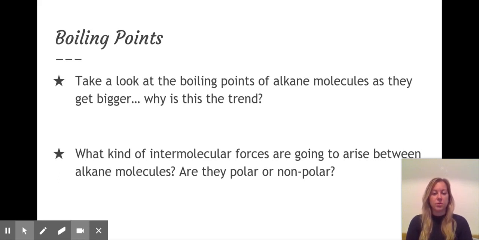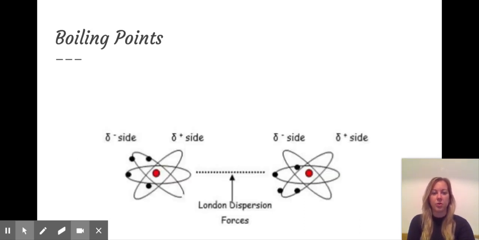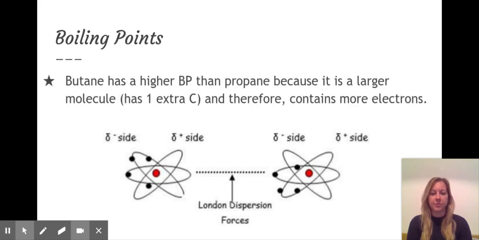We know that these forces are weak, but we also know that as molecules get bigger, they contain more electrons, and the more electrons a molecule has, the stronger the force of attraction, the stronger the London dispersion forces between the molecules. So it's very, very important that we are able to make that connection with non-polar molecules like hydrocarbons.